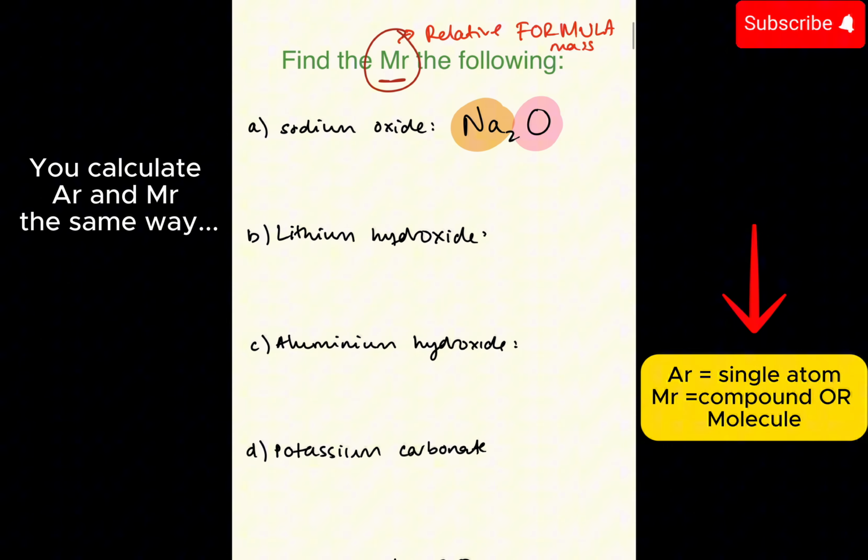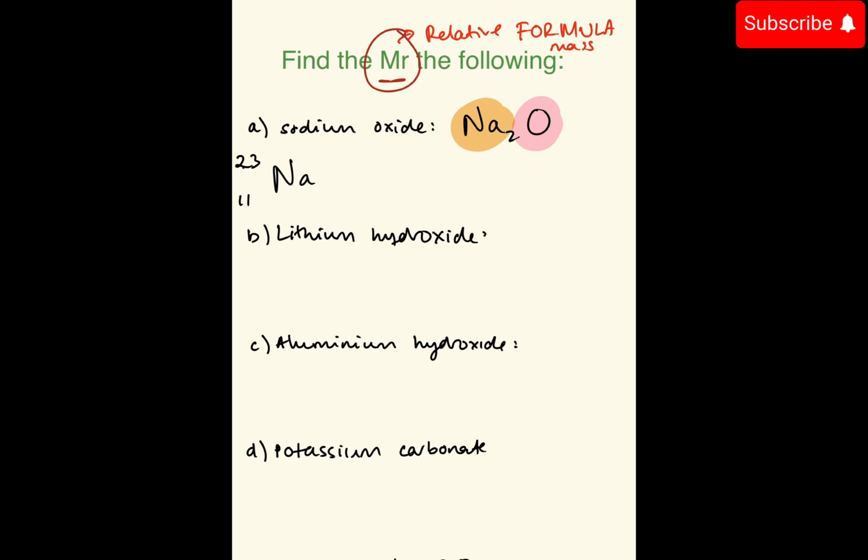How does it look? So sodium from the periodic table is 23 at the top and 11 at the bottom. I'm just redrawing it for you. And then oxygen is 16 at the top and 8 at the bottom. So how we're going to find that now over here is, sodium is 23, we know that from here. However, as you can see from the question, there are 2 lots of sodium. So I'm going to multiply this by 2.